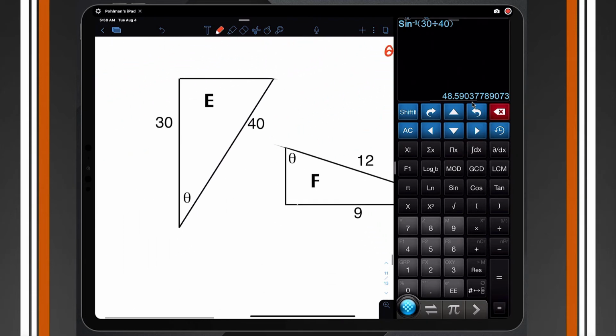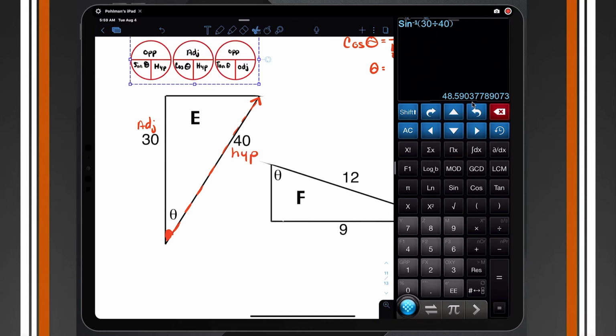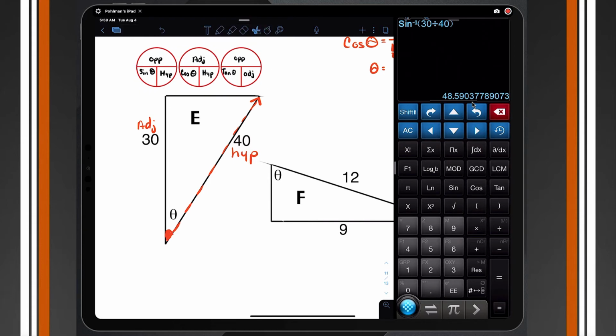Let's go to question E here. My angle is down here, so that means the resultant is pointing to the northeast like this. Labeling up the sides, the 30 is the adjacent, the 40 has to be the hypotenuse. So, which one of these has adjacent and hypotenuse? Cosine does. We'll have cosine theta equals 30 divided by 40.